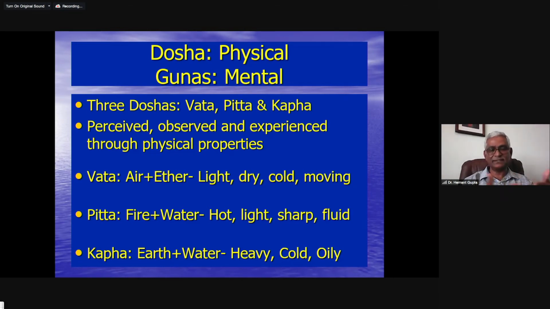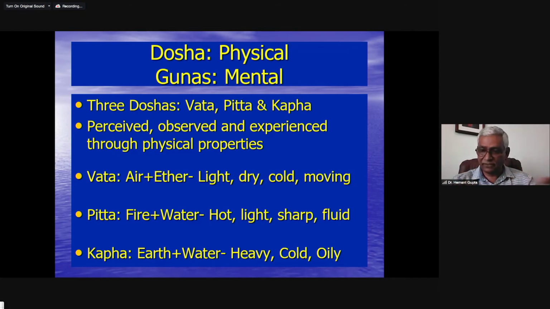In this case, Vata is predominantly made up of air and ether. The heaviness comes from earth, right? And that is not there. So that's why it will be light. There is no water in it. Water brings the oiliness or moisture, so there is no water in it, so it's dry. There is no fire in it, so that's why it is cold. Absence of heat is cold.